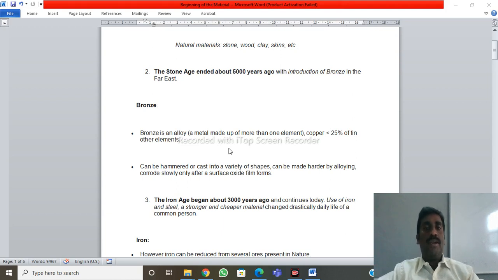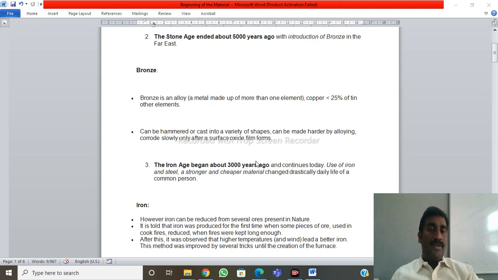More than one element can be combined together to form an alloy, because an alloy is not a single material. The combination of two or more materials to form a material is called an alloy. So bronze is an alloy. It contains copper and tin. So these are the materials combined together to form the bronze material. This bronze material was also used for killing animals, to make a tool. And it was developed about 5,000 years ago.